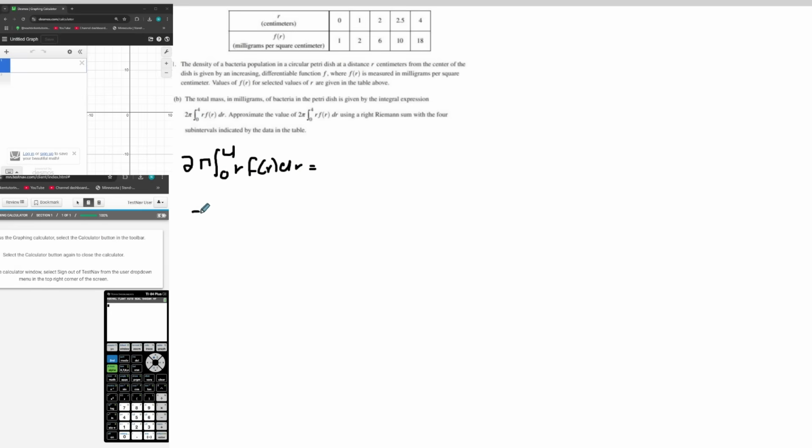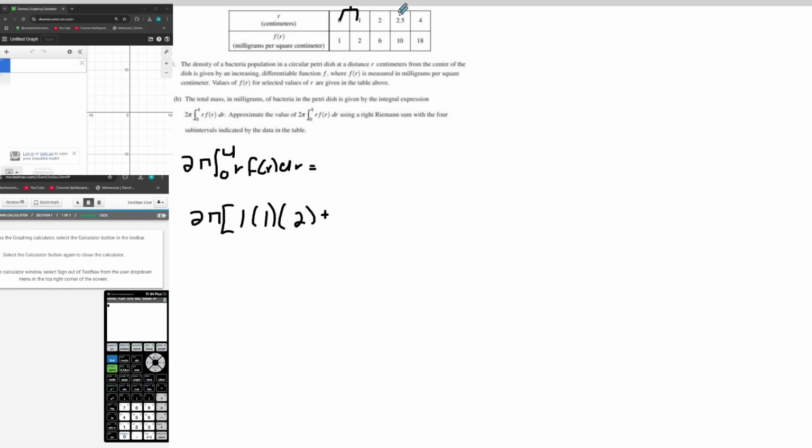And that's going to equal 2π on the outside, and then let's make this a bracket. Let's put the r out in front first so we don't forget it. So the r for the first subinterval on the right is 1, times the length of that subinterval, which is 1, and then we multiply that by the right value, which is 2.